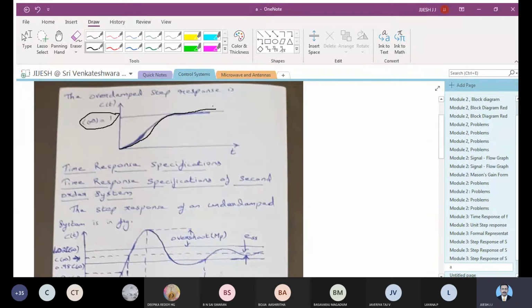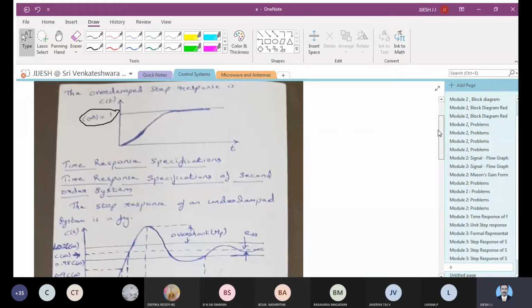So you can draw this figure. After that, we will move on to the time response specifications, which is a very, very important topic. Before that, you just complete that figure. You need to draw it a little deeper, and then it goes to the constant value. C of infinity is 1 as time goes towards infinity. This is called the overdamped step response.